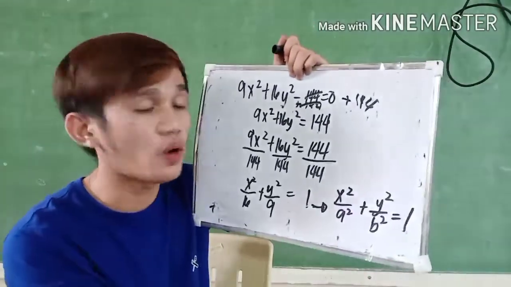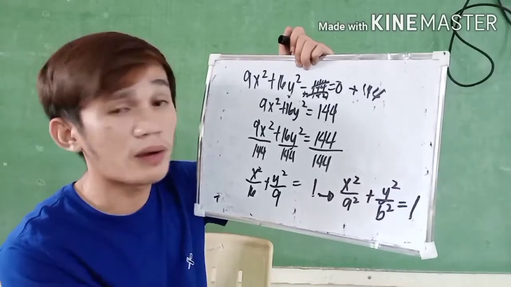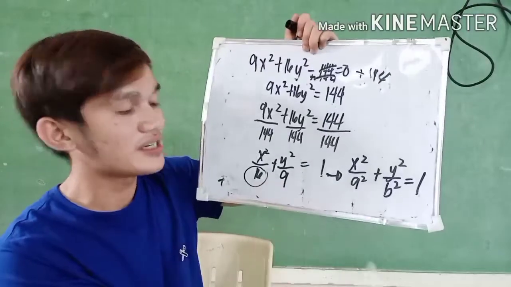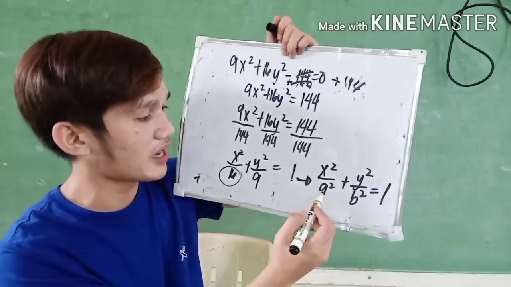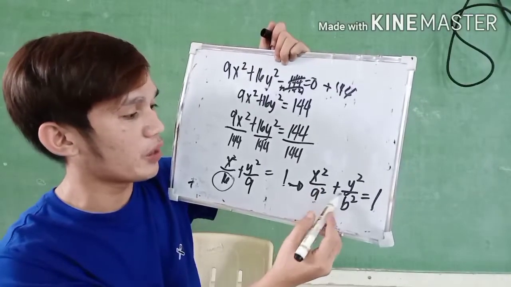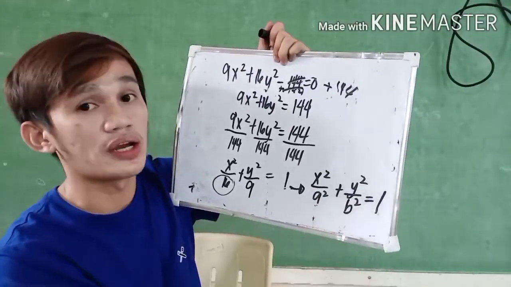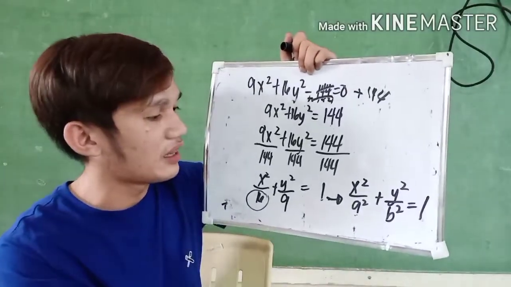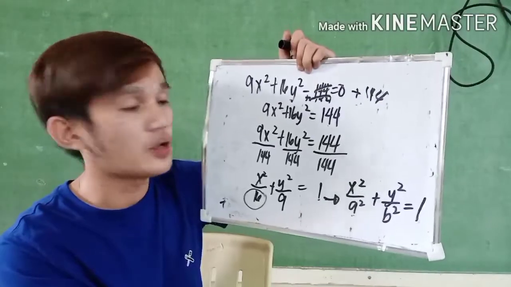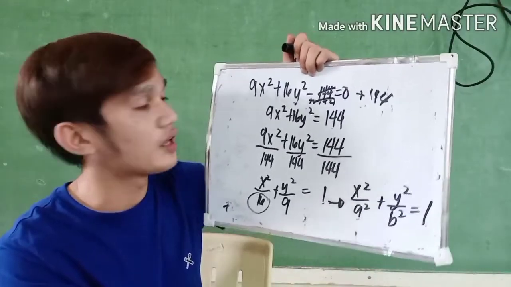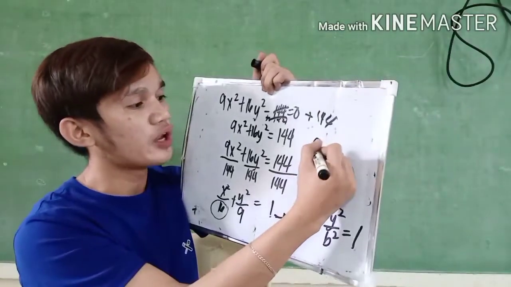Now, kagaya din ng sinabi ko kanina, you have to identify kung ano bang form niya. So, kung mapapansin nyo dito, ang mas malaki is yung 16. So, ibig sabihin, siya is nandito sa a square na form. So, x square over a square plus y square over b square is equal to 1. Now that it is already in standard form, we can actually now get the value of your a, the value of your b, and the value of your c. So, your a, I will remove this first.